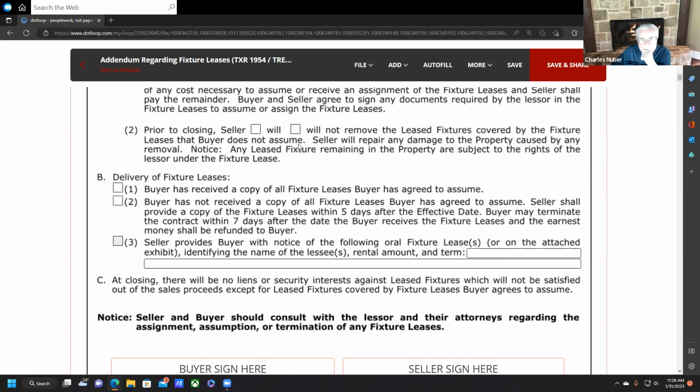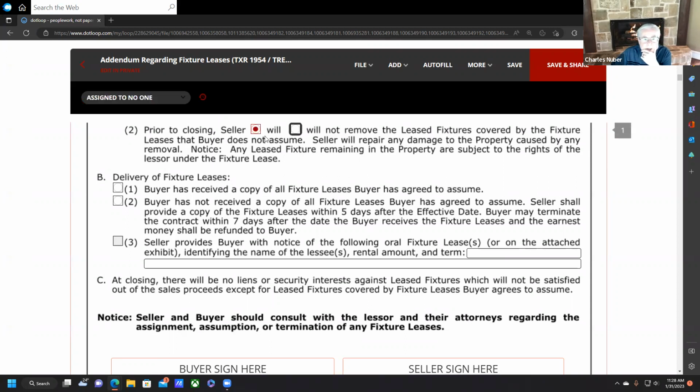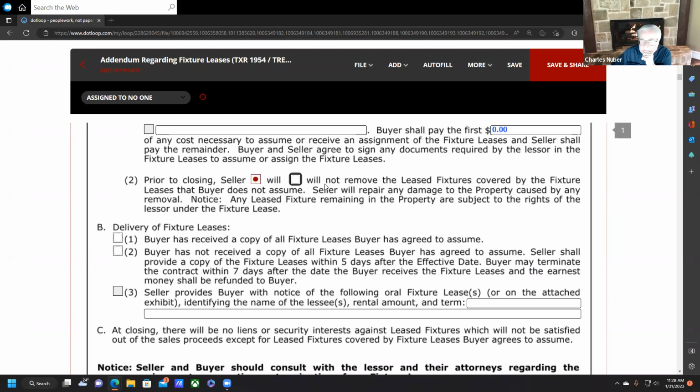Prior to closing, seller will or will not remove the lease fixtures covered by the fixture leases that buyer does not assume. So you find out that the lease isn't assumable and the seller wants to take their solar panels with them, so you check the box that says they will. Okay, guess what? It destroys the roof. So that's going to be another issue. Who's going to repair the roof?